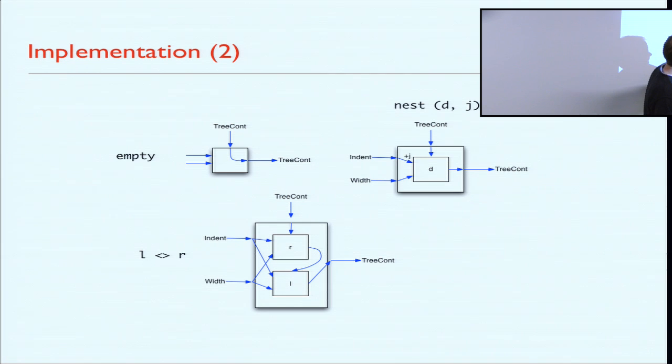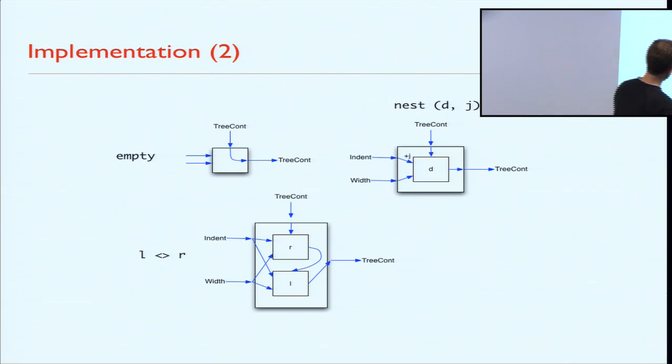doesn't care about anything, just passes its continuation through, right? That's cool. Nest, so we've got a document and an indentation. So if you can read, I don't know if you can read that, that says plus J. So you take whatever the indentation is that we're currently working at, add J to it, feed it through the document, and whatever you get out is the answer, okay?